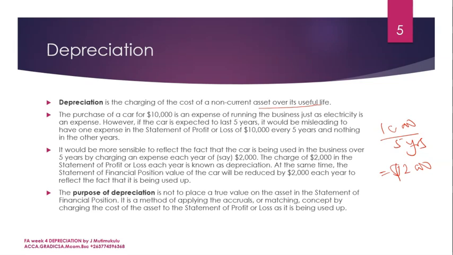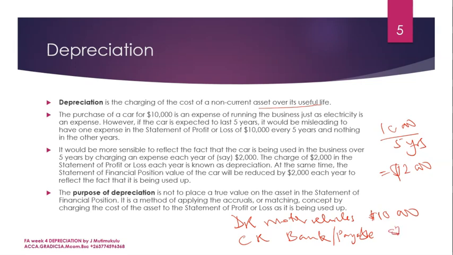Remember, when we buy an asset, we debit, let's say for this car, we debit motor vehicles, $10,000. So initially when we purchase this car, we credit bank, if we had bought this car on cash, using our bank account. But sometimes we might have to credit payables. If we have been given the car on credit, then there should be a payable created on the date of the purchase of $10,000. Remember, the debit and the credit should balance by the end of the day.